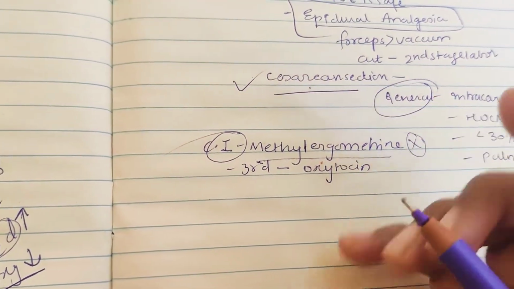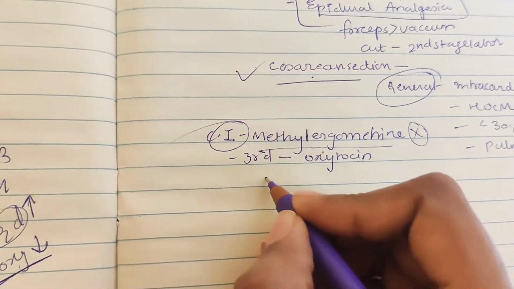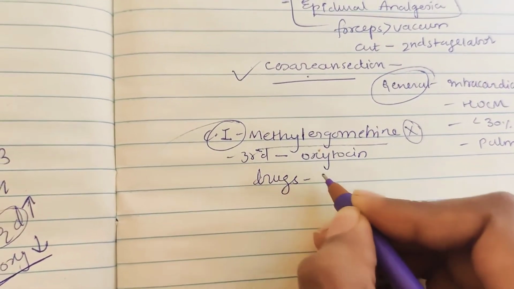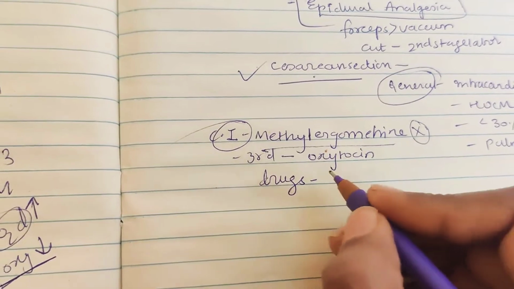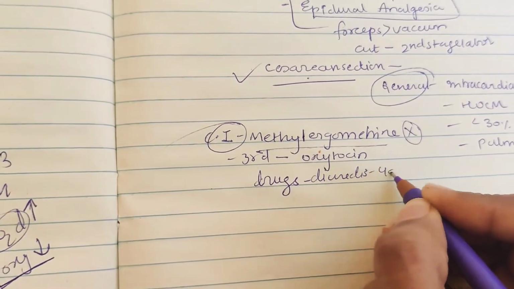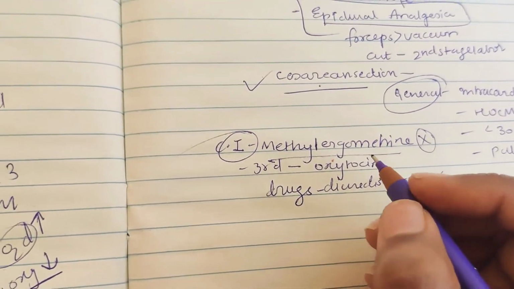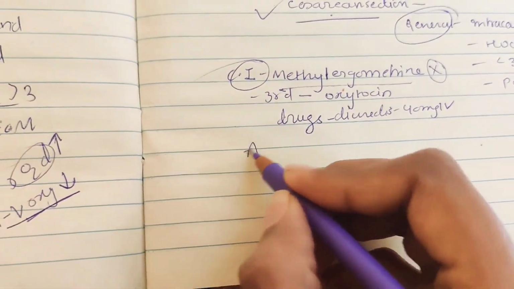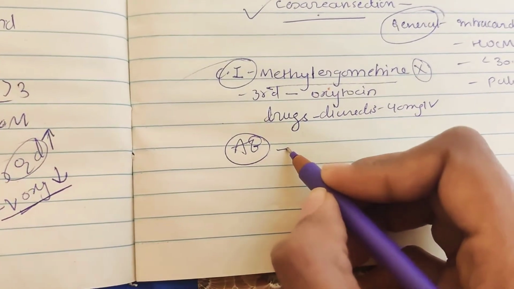So what are the preferred drugs? What drugs should we give? Already we said oxytocin, and along with that give diuretics. The powerful diuretic is furosemide. Give it 40 mg IV. Next, coming to antibiotic prophylaxis. What are the antibiotics which we need to give?